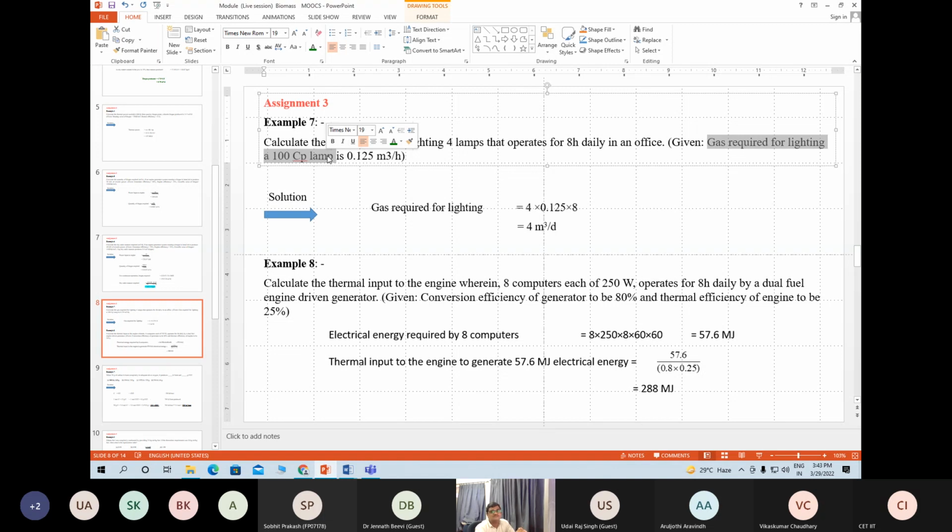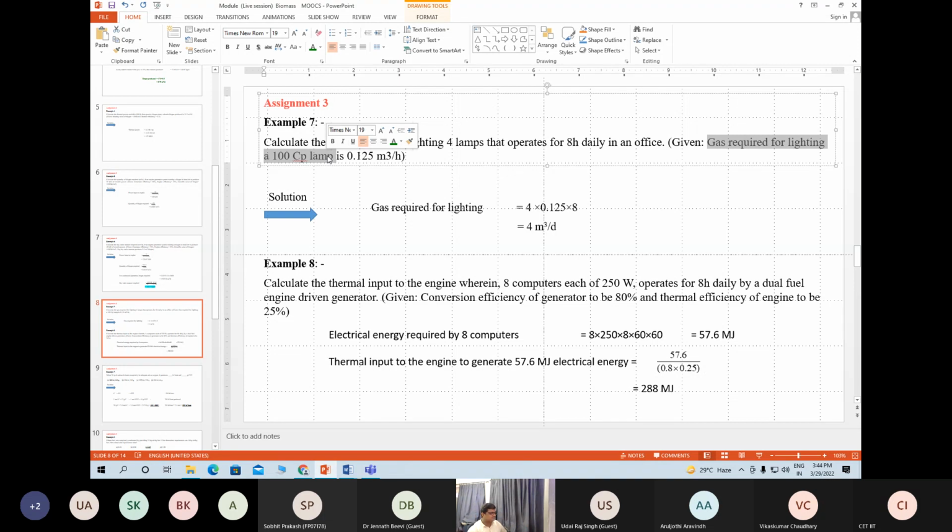Second example also I asked in a similar manner, but then I slightly changed the content in that. In that case, it was asked to calculate the thermal input which is given to the engine. Okay, thermal input to the engine, why we have mentioned here, because here we need to produce the electric power, because there are 4 or 8 computers mentioned in the examples, which have a capacity of 250 watt. We are operating these computers, which are 8 in number, each having a capacity of 250 watt. We are operating for 8 hours a day in the office using a dual fuel engine driven generator system.